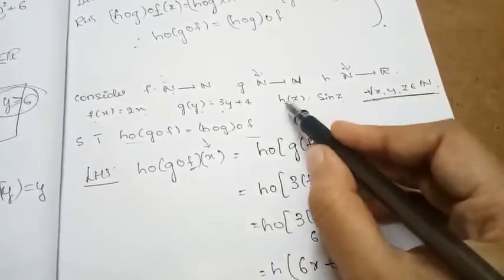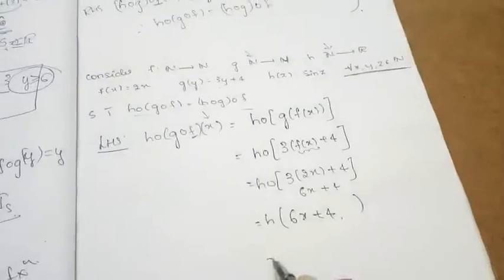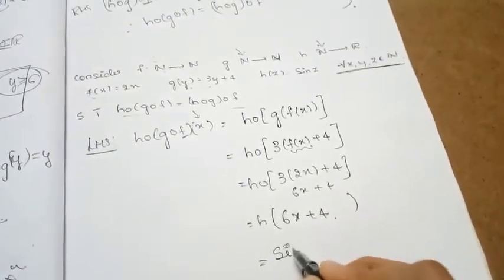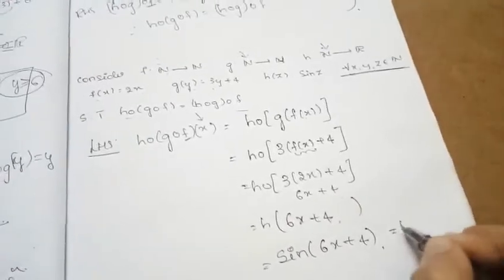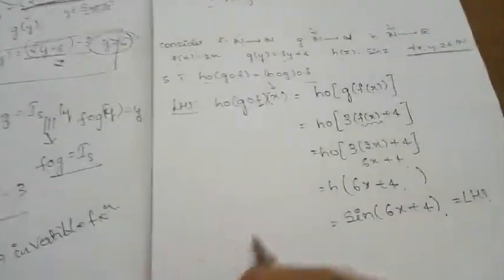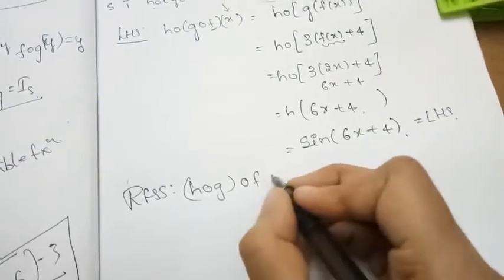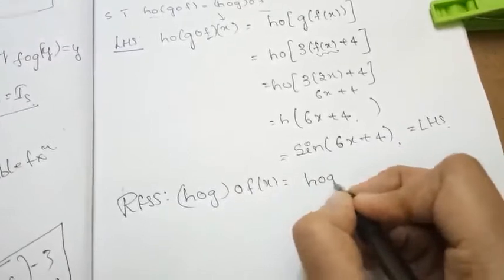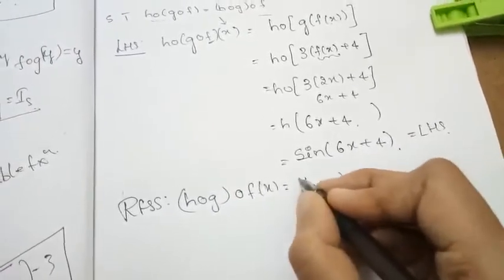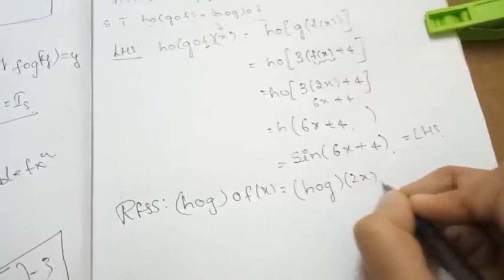Now h(6x plus 4): h(z) is sin z, so h(t) is sin t. So h(6x plus 4) becomes sin(6x plus 4). So this is our LHS. Similarly, if I now take the RHS, that is h∘(g∘f), the input value is x itself. So what happens? h(g(f(x))). f(x) is 2x.